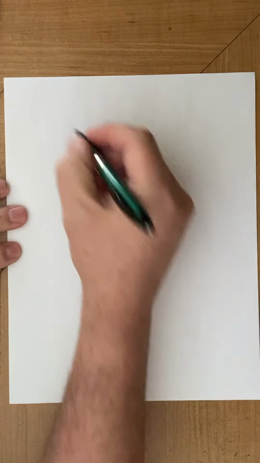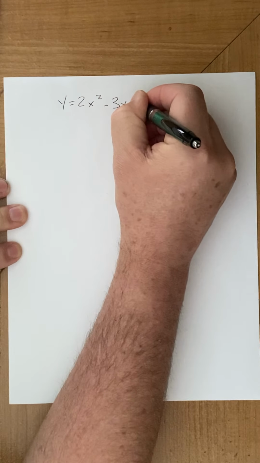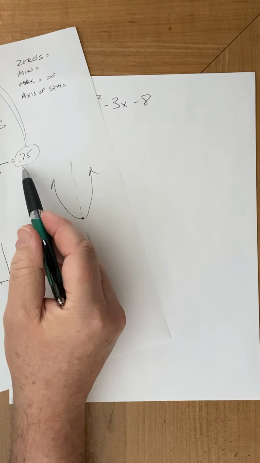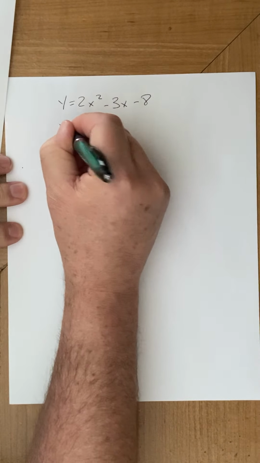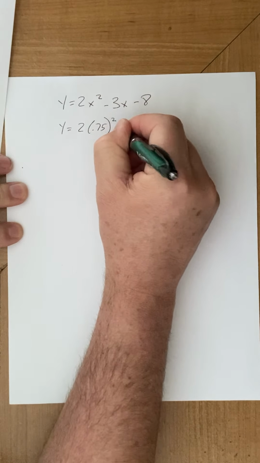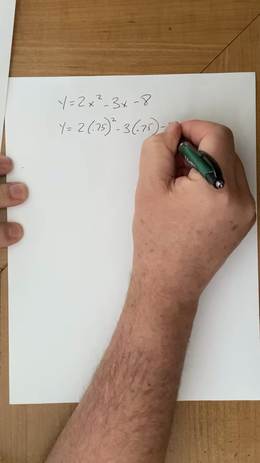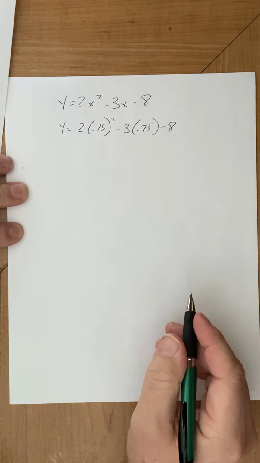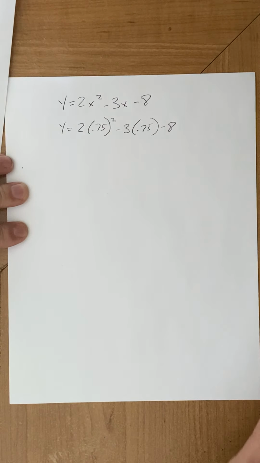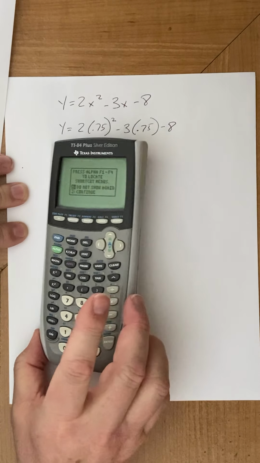The original equation is y equals 2x squared minus 3x minus 8. In place of those x's, I'm going to put the 0.75. So y equals 2 times 0.75 squared minus 3 times 0.75, minus 8. Like I said, I did this just off the top of my head, so I knew it might get a little messy. 0.75 squared, well, 0.75 times 0.75.